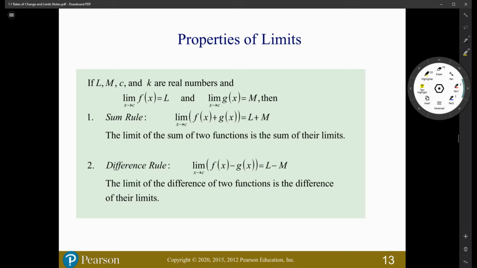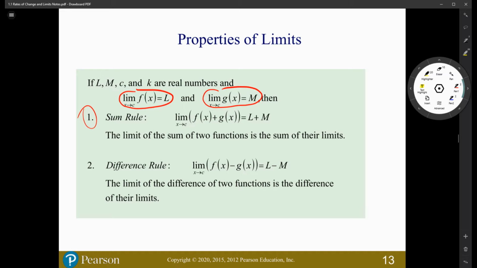This is going to help us expand the breadth of the types of functions we can take limits of. So first, some ground rules. If L, M, C, and K are real numbers, and the limit as x approaches c of f of x is equal to L, the limit as x approaches c of g of x is equal to M, then here's the first one, the sum rule.